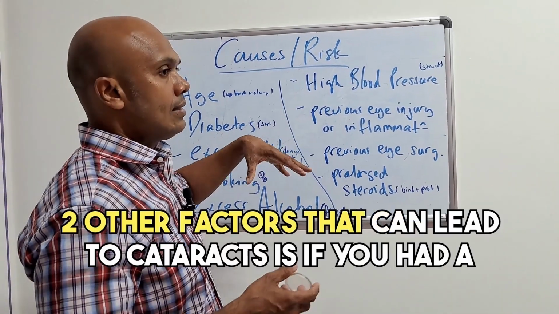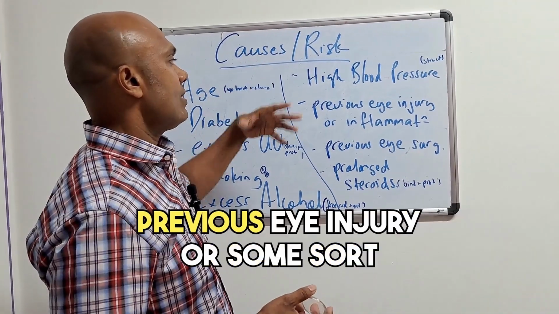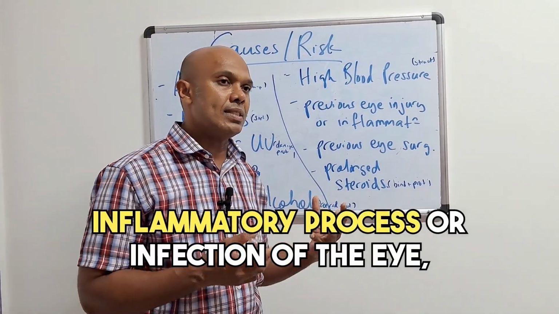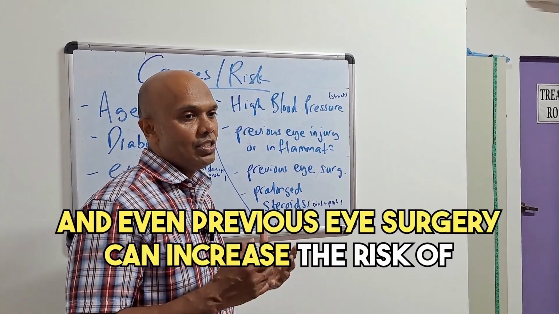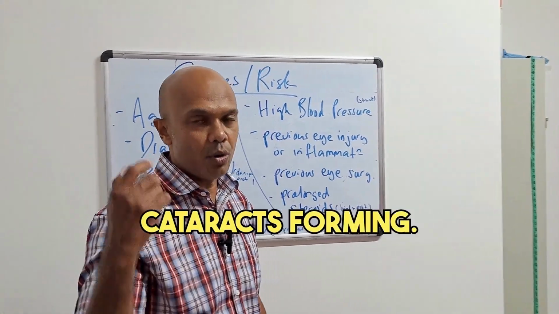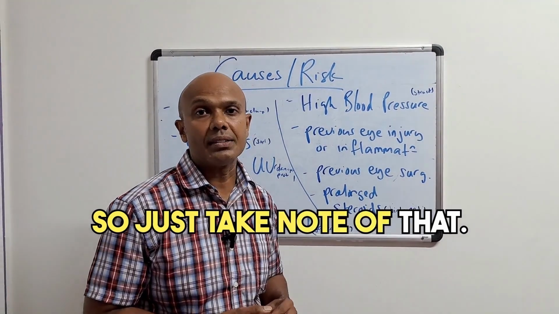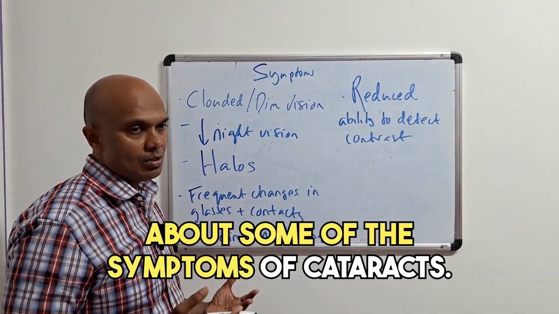Two other factors that can lead to cataracts are a previous eye injury or some sort of inflammatory process or infection of the eye, and even previous eye surgery can increase the risk of cataracts forming. Okay, so let's take note of that. So now we're going to speak about some of the symptoms of cataracts.